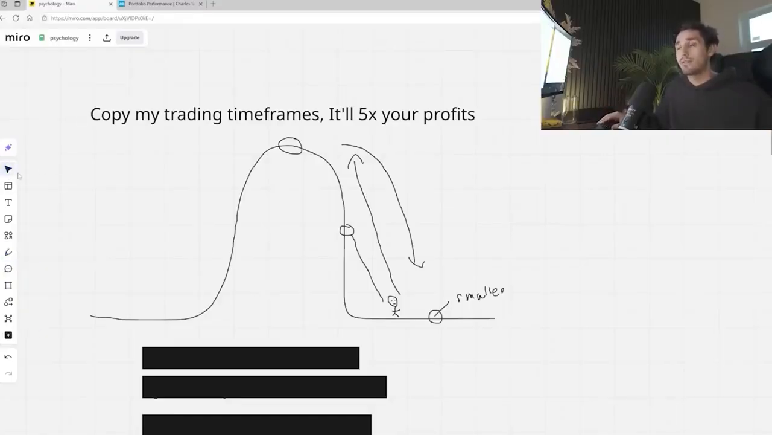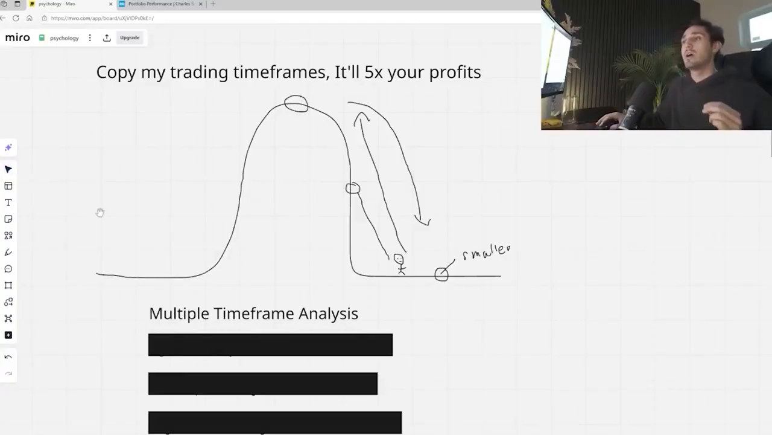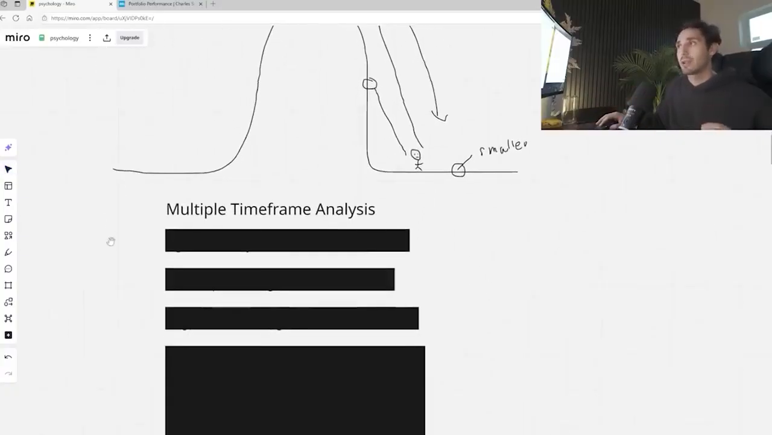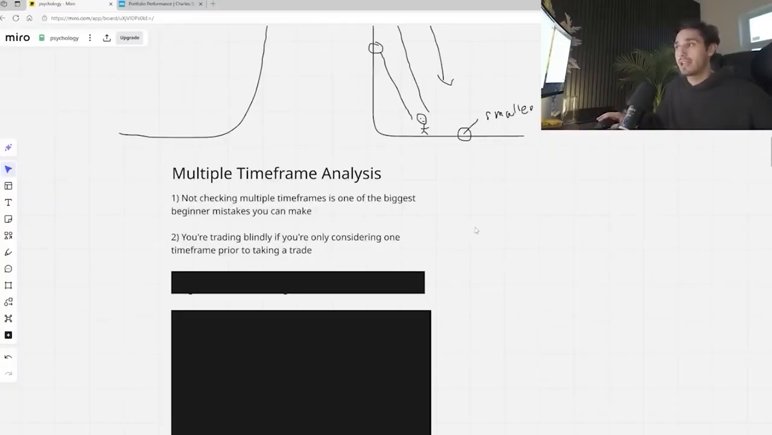And the point that I'm trying to make here is it's not about using one time frame. There are so many videos on YouTube that will tell you to use exactly these time frames and you'll find success. No, that's not what trading is about. Trading is about multiple time frame analysis, right? And this is one of the biggest mistakes that most beginner traders make. They don't look at multiple time frames before they enter into a trade. And frankly, you are trading blindly if you're only considering one time frame before taking a trade.